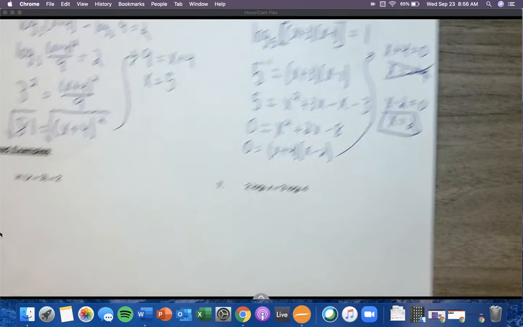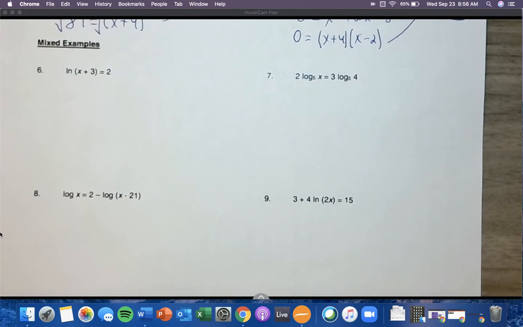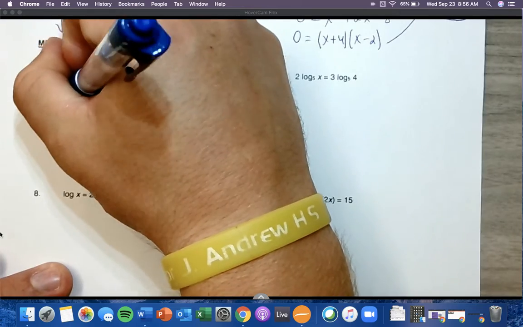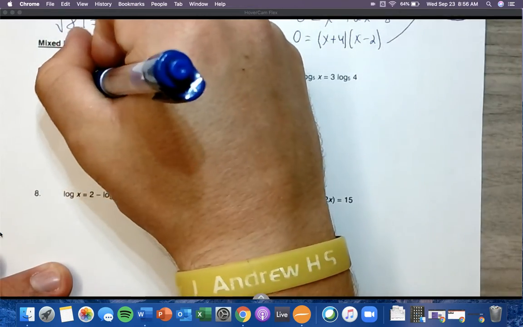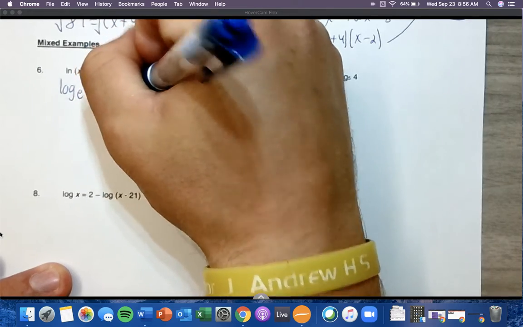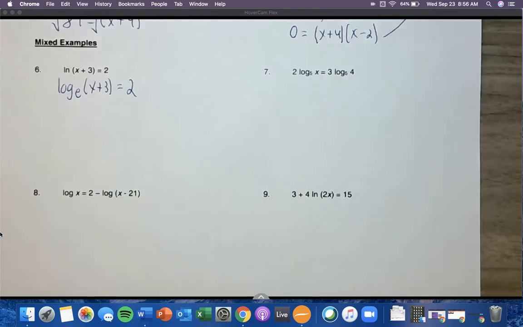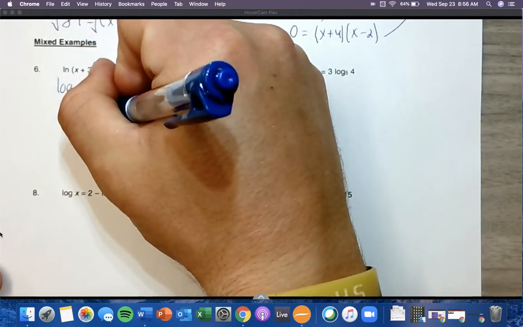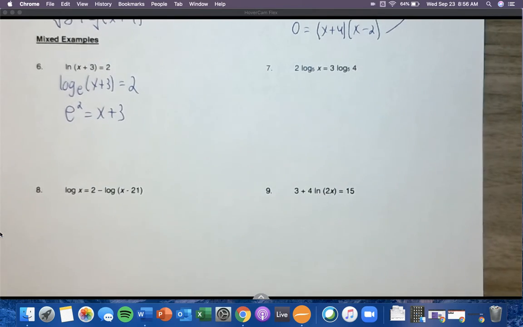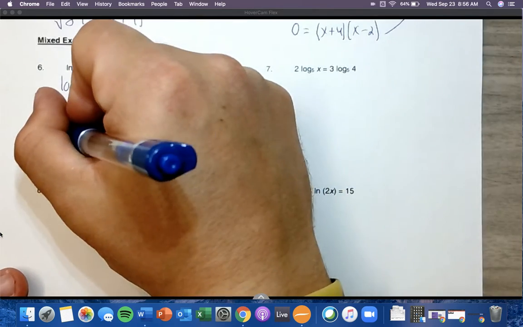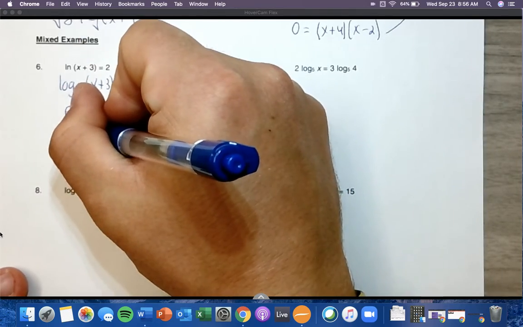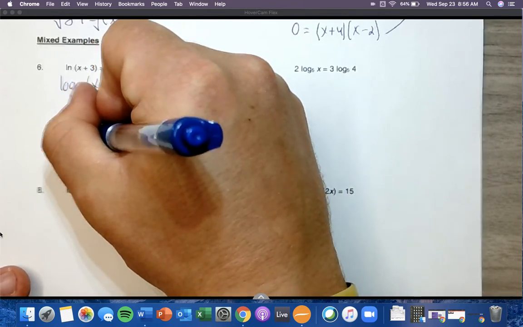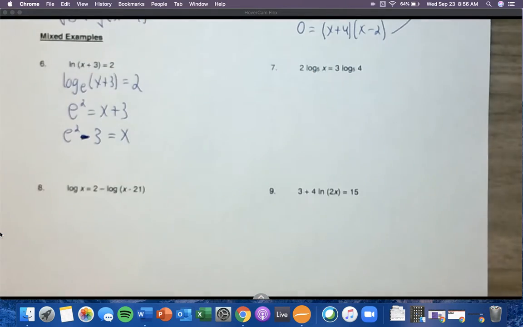Right, so let's look at a couple more examples here. Here we have the natural log of (x + 3) equals 2. This is a good one to remember: the natural log is just log base e of (x + 3) equals 2. So we can put this in exponential form. We can say e squared is equal to x + 3. Then all we would have to do is subtract 3: e squared minus 3 is equal to x.